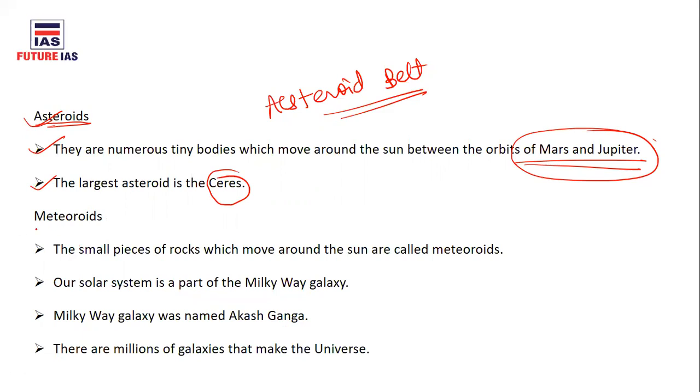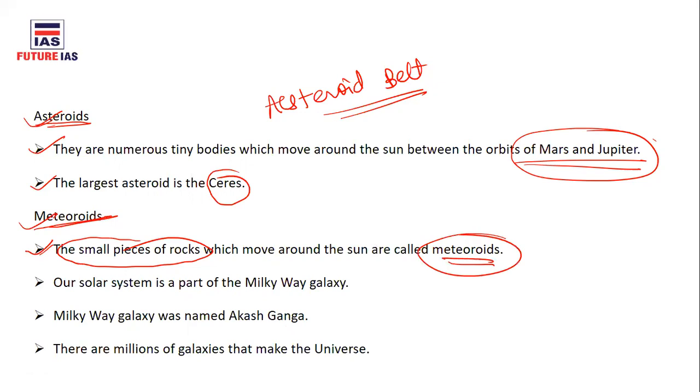Okay, let's understand meteoroids. What are meteoroids? These are small rock fragments, or you can say small pieces of rocks, which move around the sun. Sun ke chaaron taraf ghoomte rehte hain. Theek hai, inko hum log kya bolte hain? Meteoroids.